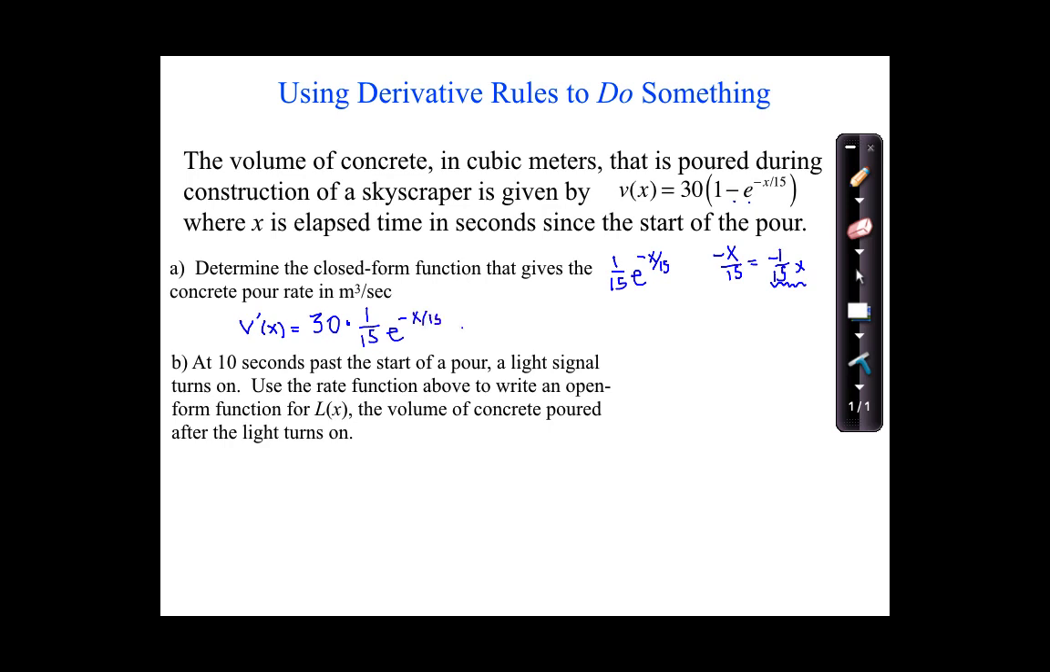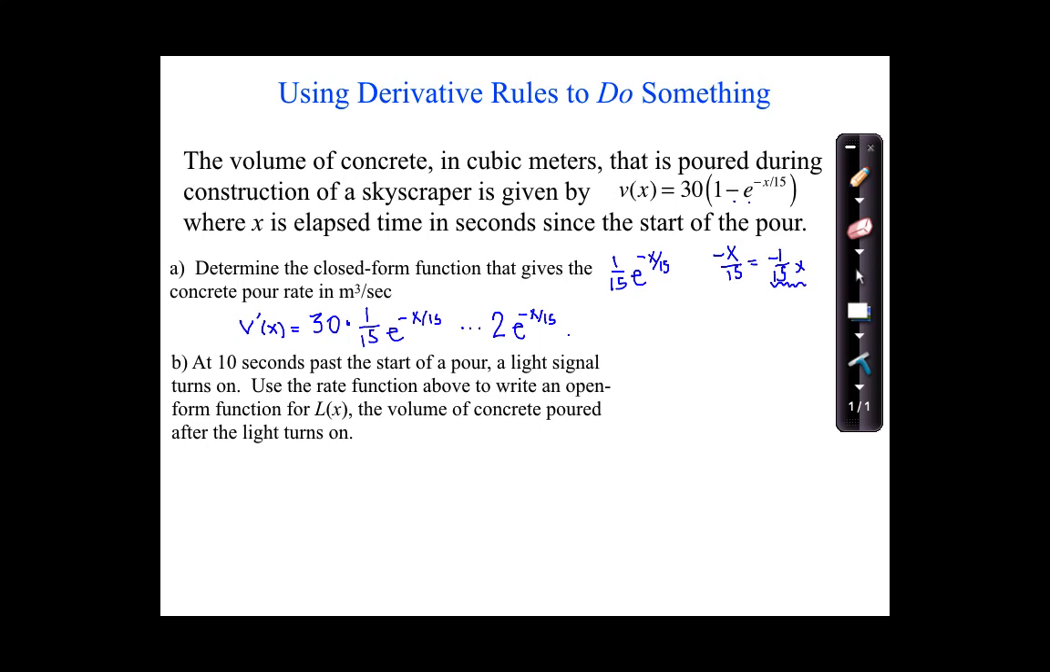Or, since this isn't a mastery test, it might be nice to clean it up a little bit, as in just simplify those coefficients. 30 times 1/15 gives 2 e to the negative x over 15. You agree with that?